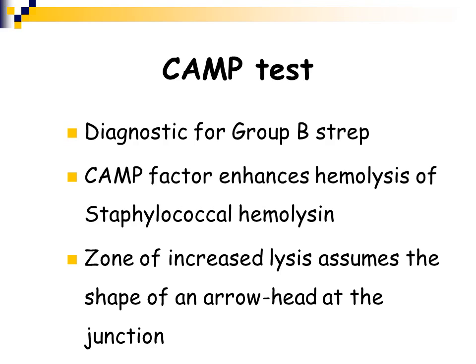The CAMP test we already discussed is diagnostic for group B strep. The CAMP factor enhances the hemolysis of the staphylococcal hemolysin in Staphylococcus aureus. So you get that increased zone of hemolysis that is in the shape of an arrowhead at the junction of your Staphylococcus aureus line and your Streptococcus agalactiae line.